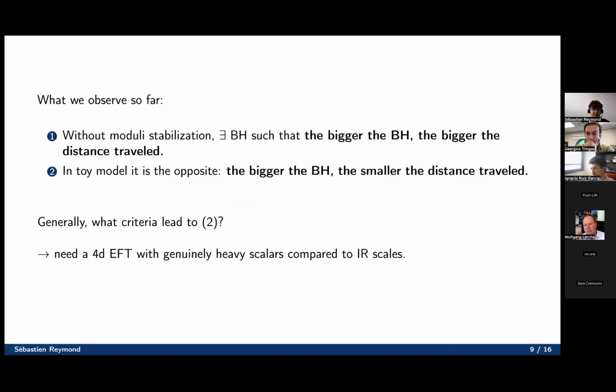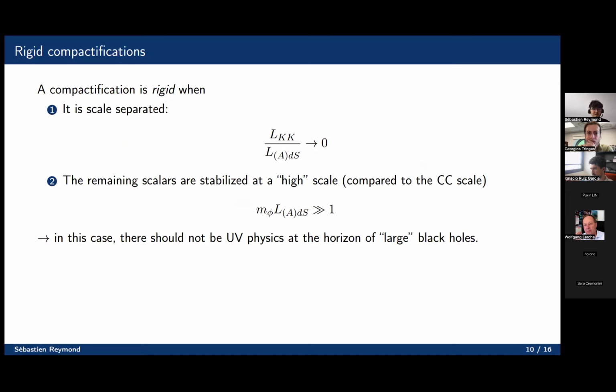So here we hypothesize that you would need a genuine 4D EFT, so as to be able to make the calculations, and then you need genuinely heavy scalars compared to the IR scales. Otherwise, a large black hole could still move the scalars. And so this leads us to the definition of a rigid compactification. So there's two parts of the definition.